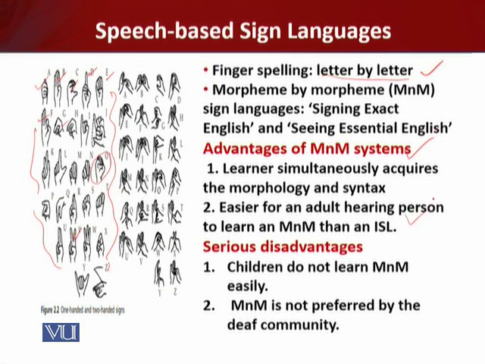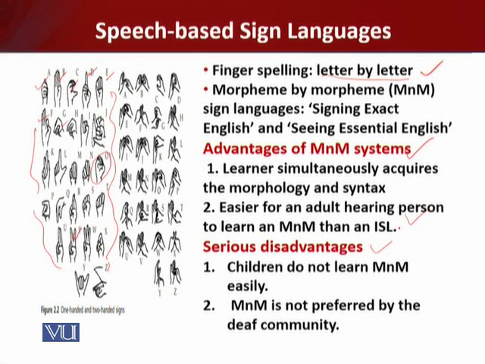It is easier for an adult hearing person to learn a morpheme by morpheme language. The reason is that the grammar of the morpheme by morpheme system is based on the grammar which the hearing person already knows through speech. This is of particular advantage to hearing parents of deaf children, who naturally want a means with which to communicate with their child as quickly as possible.